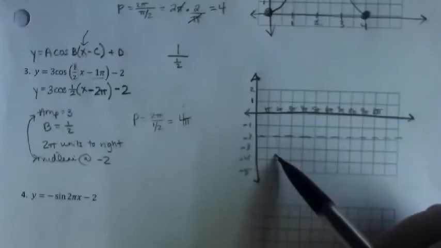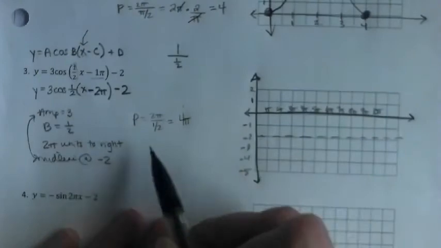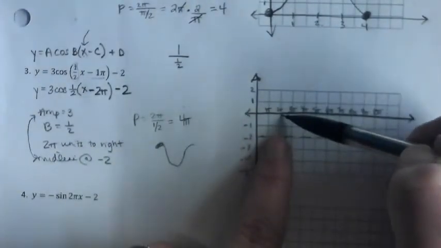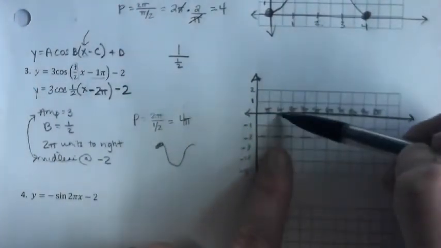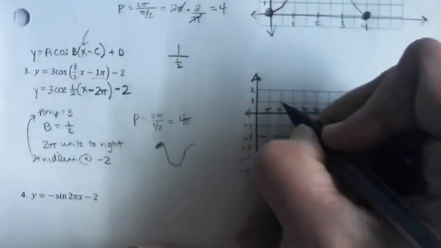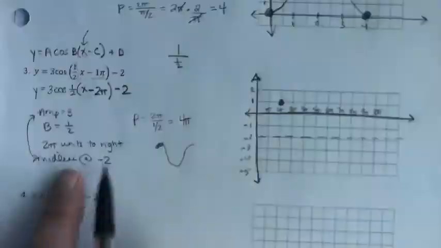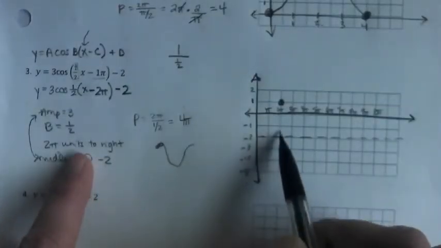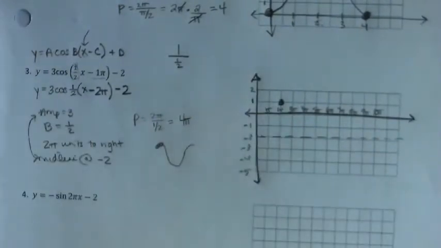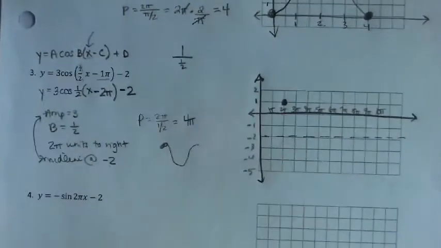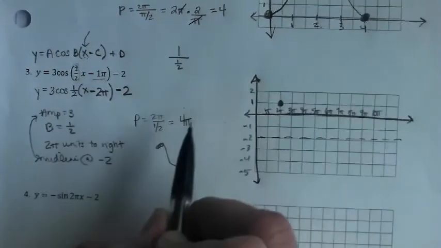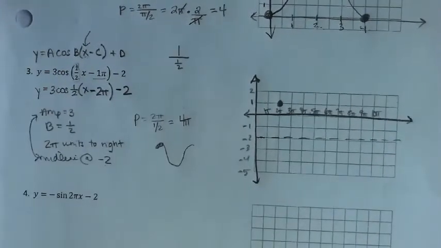And is this a positive or negative cosine? Positive. So we're starting at a maximum point. So we're starting our cycle at an x value of 2 pi because of the shift right 2 pi units. And what is the maximum? 1. That's because the midline is at -2 and we have to start 3 units above that. So if the cycle is starting at 2 pi and my period is 4 pi units long, where's it going to end?